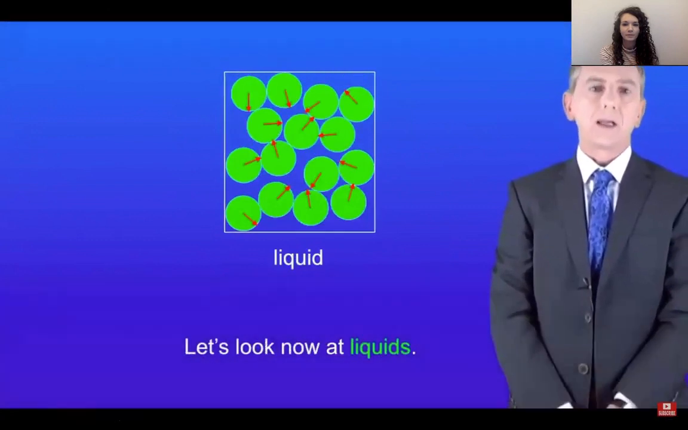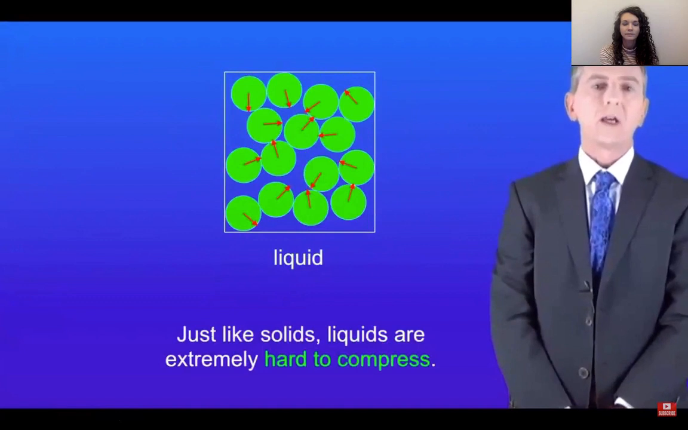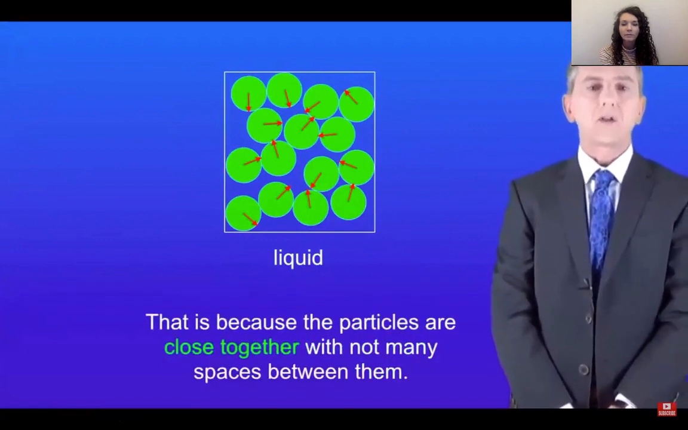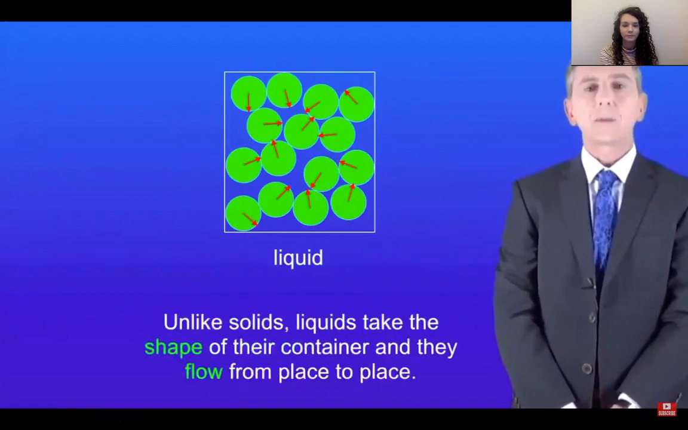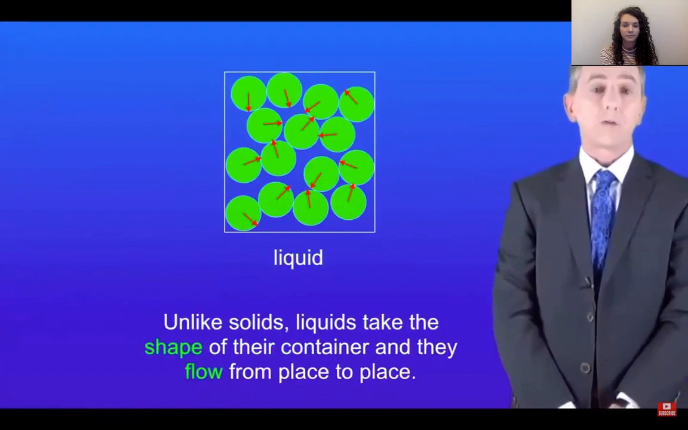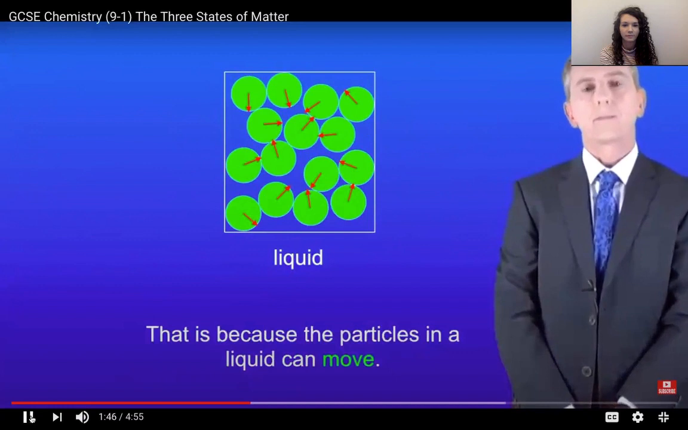Okay, let's look now at liquids. Just like solids, liquids are extremely hard to compress. And again, that's because the particles are close together, with not many spaces between them. Unlike solids, liquids take the shape of their container and they flow from place to place. That's because the particles in a liquid can move.